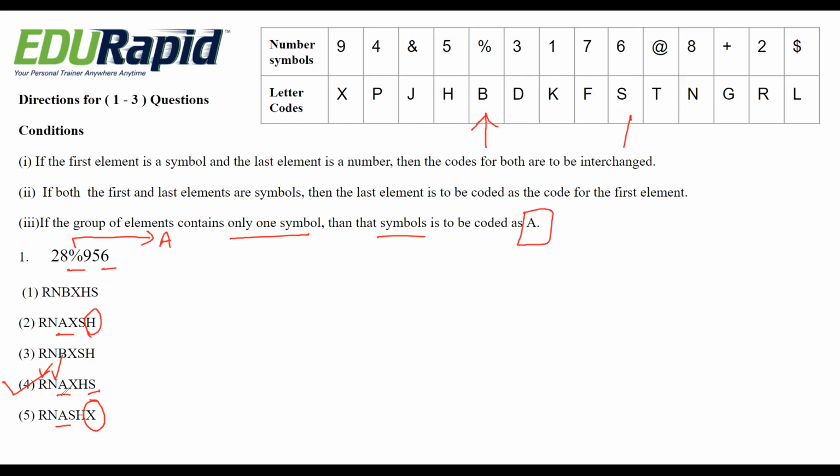Here it is confirmed. For the third element, percentage is A, and for the last term 6, it is S. None of the others repeat this, so we can say that option 4 is the right one. If you have time in the exam, you can check the remaining terms from the given table. All you need to maintain is time management.